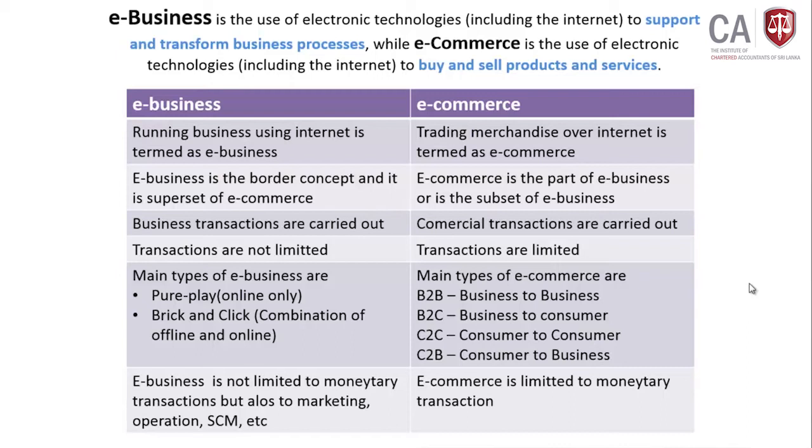What are the main types of e-business? Pure play: online only. Brick and click: a combination of online and offline. What are the e-commerce types? B2B, B2C, C2C, C2B. Those are the common terms that you can identify. E-business is not limited to monetary transactions, but also covers marketing, operations, and customers.